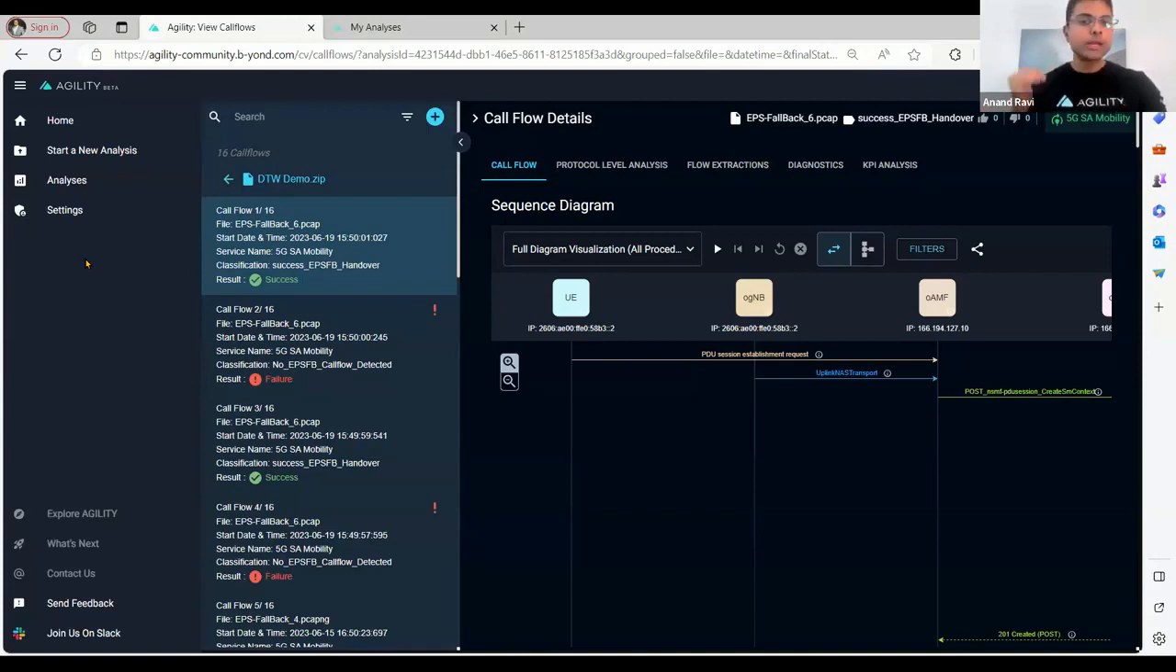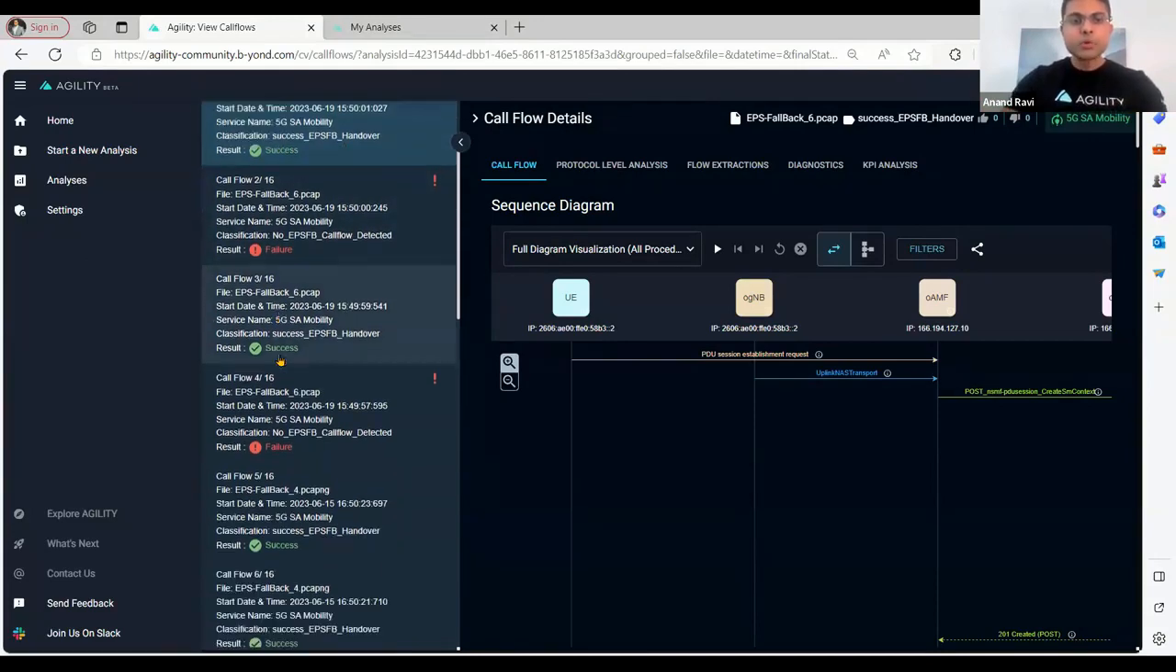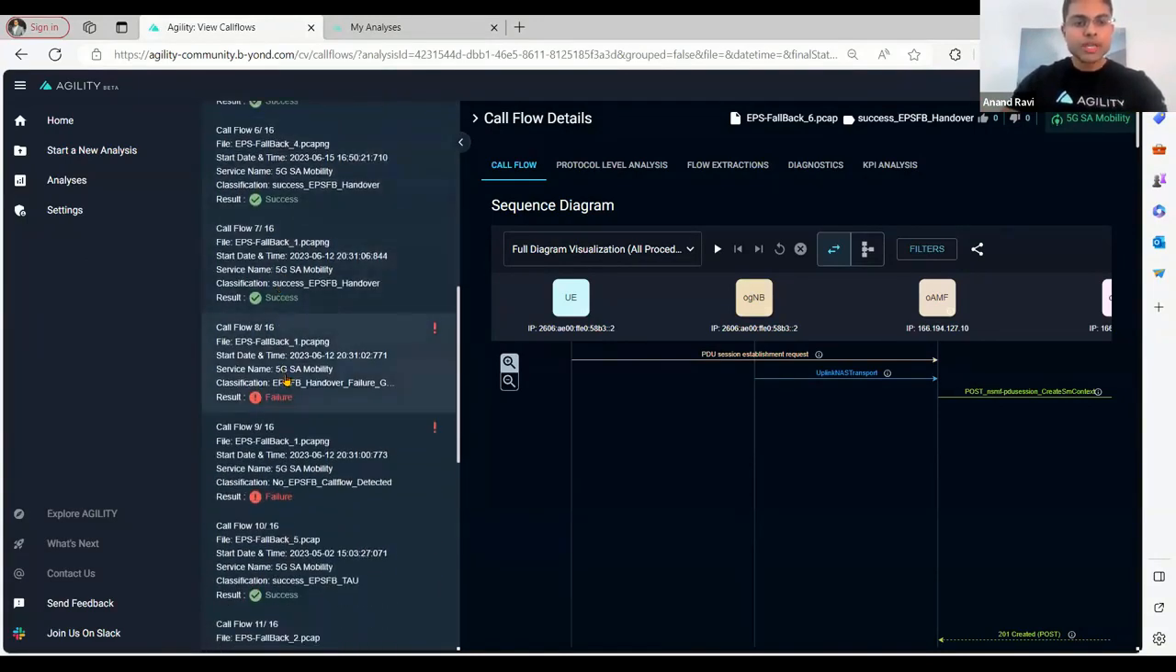From a functional standpoint, an end-to-end call looks successful, but maybe there are excessive delays, excessive retransmissions, retries, and these kinds of things, right? That's where the model can also classify them as success with warnings. That's the first level of classification that Agility provides. The second level of classification is the root cause itself. In cases of success, of course, you will see a successful classification, but in cases of failure, you will see an actual root cause that is associated with it, right?